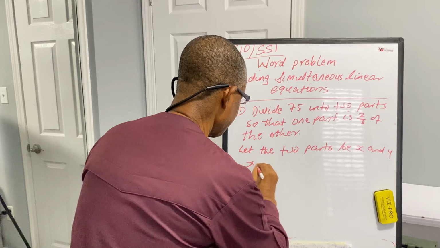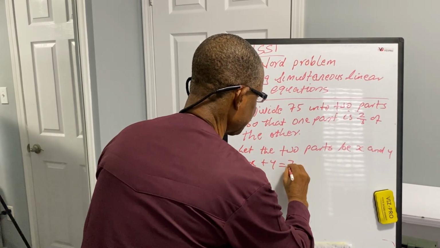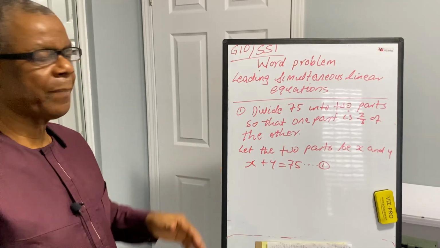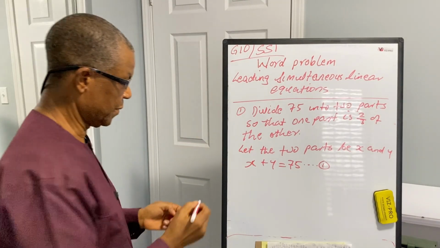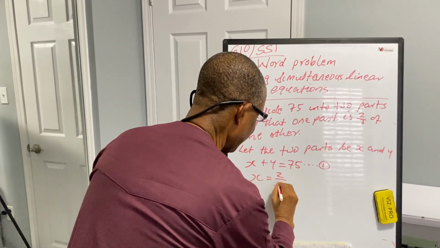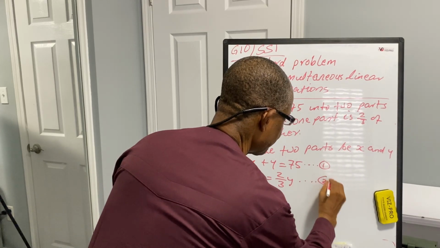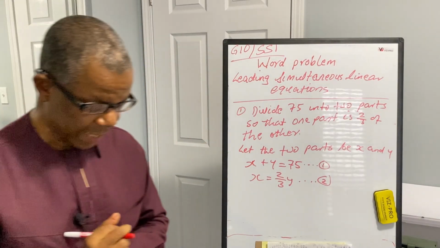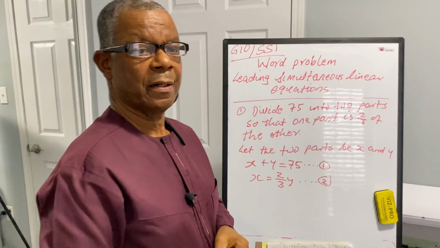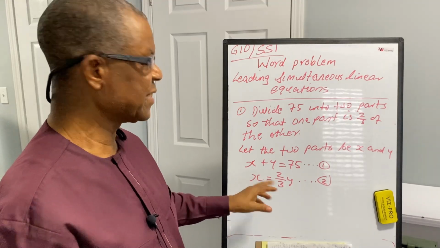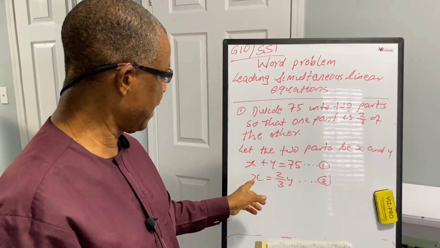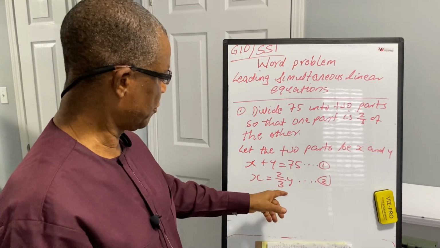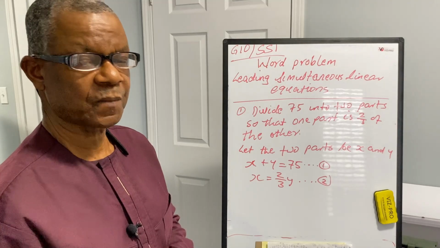That means that x plus y is equal to 75. This is our equation 1. And we are told that one part is 2/3 of the other. We can say that x is equal to 2/3y, equation 2. We have derived the equations, and so we can solve by whatever method, either elimination or substitution. But I will encourage you to use substitution because already we are given the tentative value of x. Since we have the value of x from equation 2, we now substitute this value for x in equation 1. What do I mean by that?